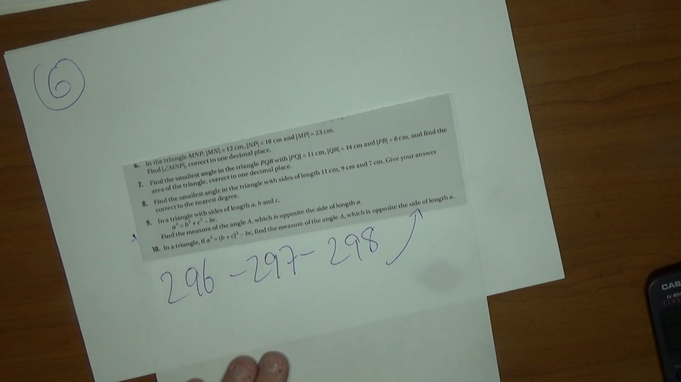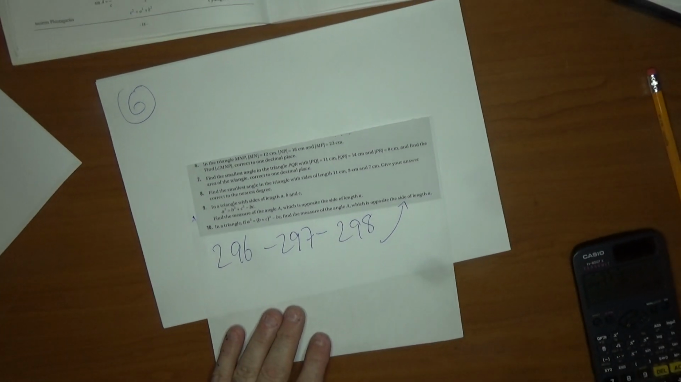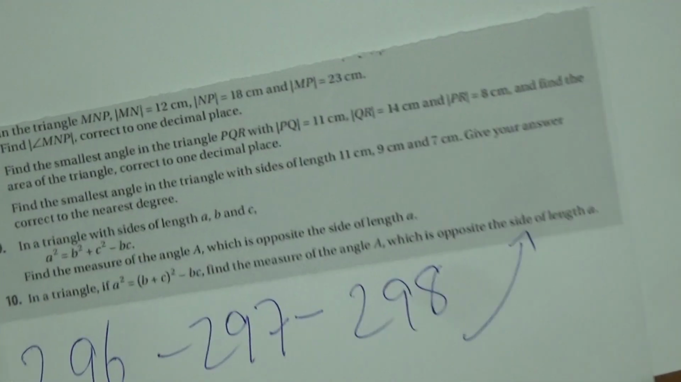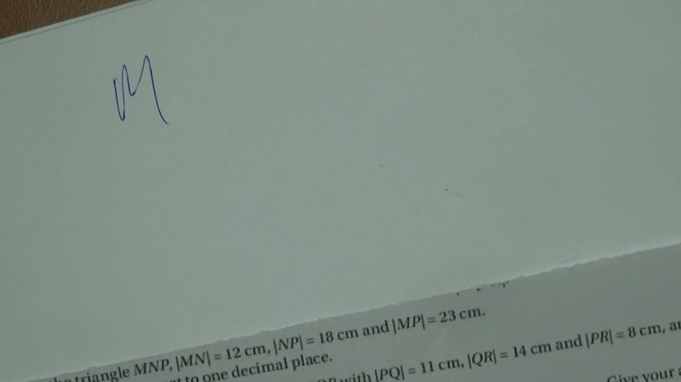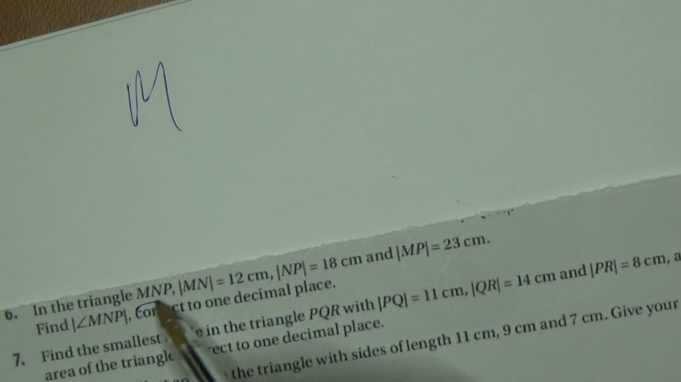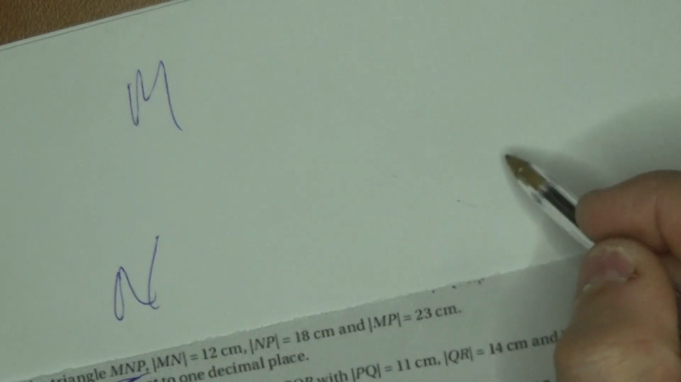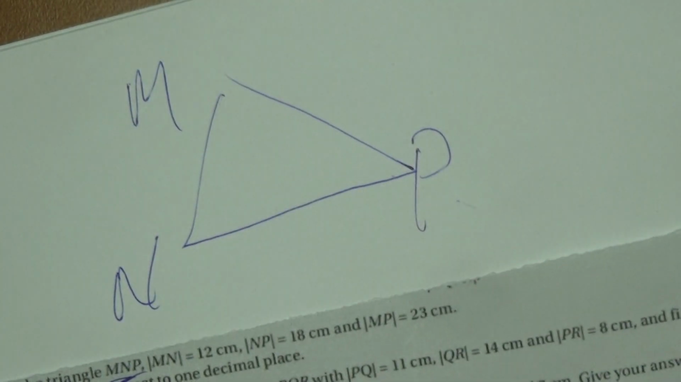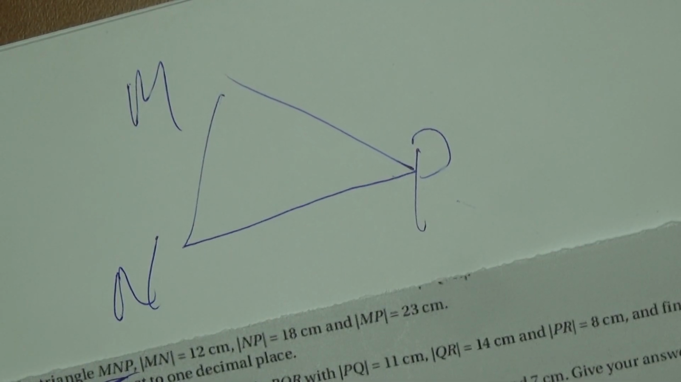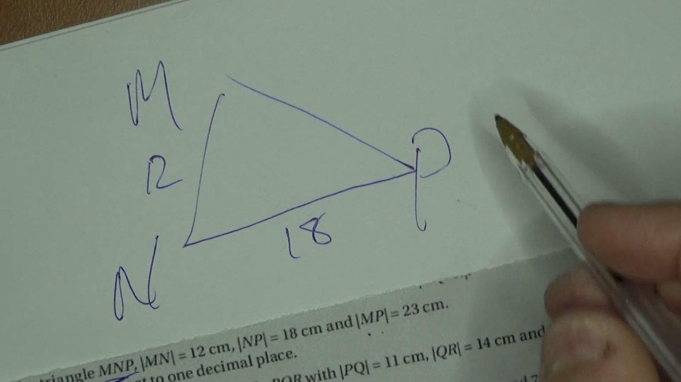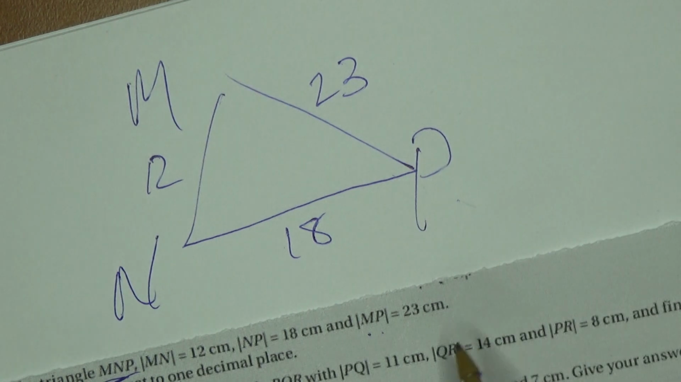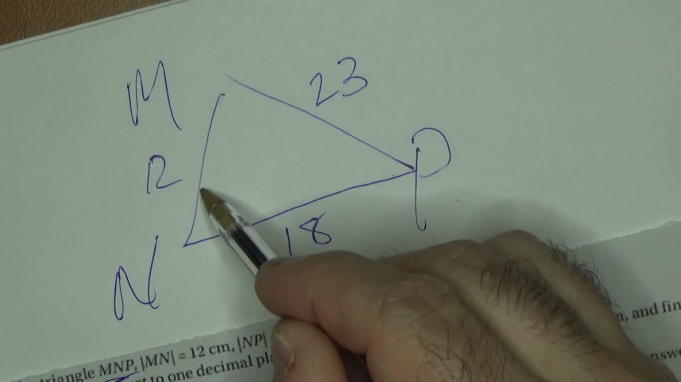Okay, question 6. I'll just zoom in for a minute. So we've M, N, and P. I get that down: M, N, and P. MN is 12, NP is 18, and MP is 23. Find the angle at N.